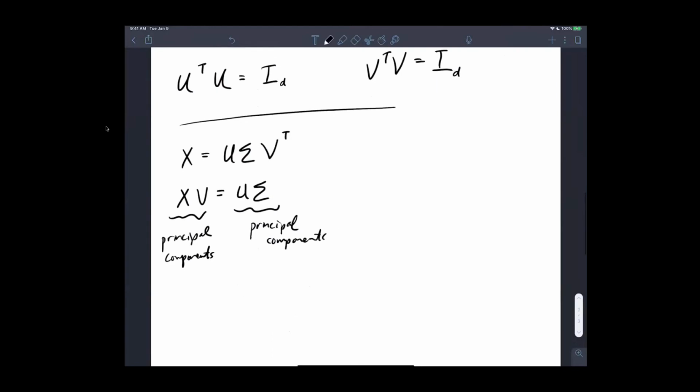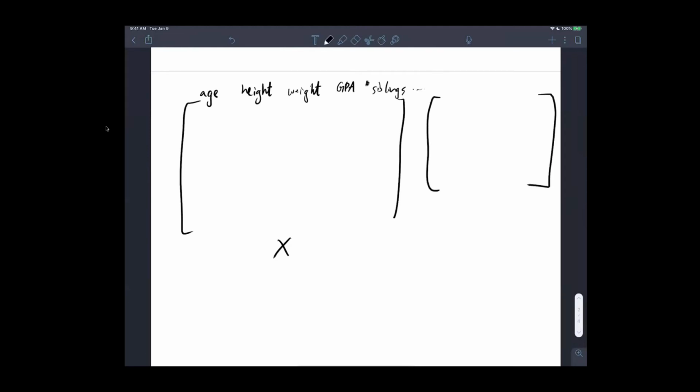Okay, so let's go back to this example where I have some matrix where the columns are, I don't know, age, height, weight, GPA, number of siblings, whatever. And let's just say this is our X that we've already mean centered. Let's say our V matrix looks something like this. For concreteness, let's just say we have 5 columns in our X matrix. We have 2, 3, 1, minus 4, 1, and minus 3, 2, 0, 1, minus 2, and so on and so forth.